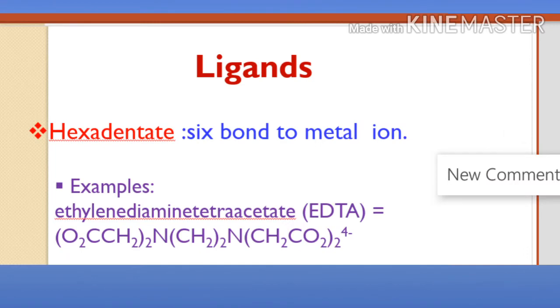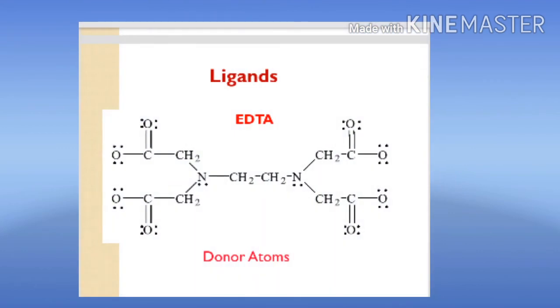And now we will see the last example of polydentate ligand, that is hexadentate ligand. It contains 6 donor atoms. The example of hexadentate ligand is ethylene diamine tetraacetate. It is also called EDTA, and this is the formula of EDTA. Now we will see the structure of EDTA.